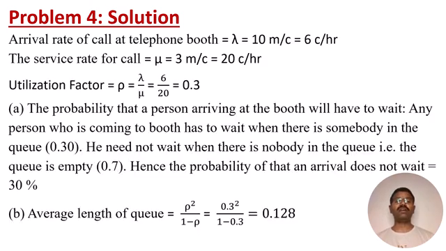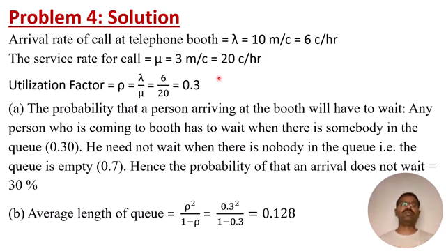So the arrival rate of calls at a telephone booth is equal to 10 minutes per call. That is equal to 60 divided by 10. So that is equal to 6 calls per hour. So one call is taking 10 minutes, and the total hour has 60 minutes, so 60 by 10, that is 6 calls they are getting per hour. So that is nothing but the lambda. And the service rate per call, mu, is 3 minutes per call. So they are taking 3 minutes for one call, that is equal to 60 by 3, that is equal to 20 calls per hour.